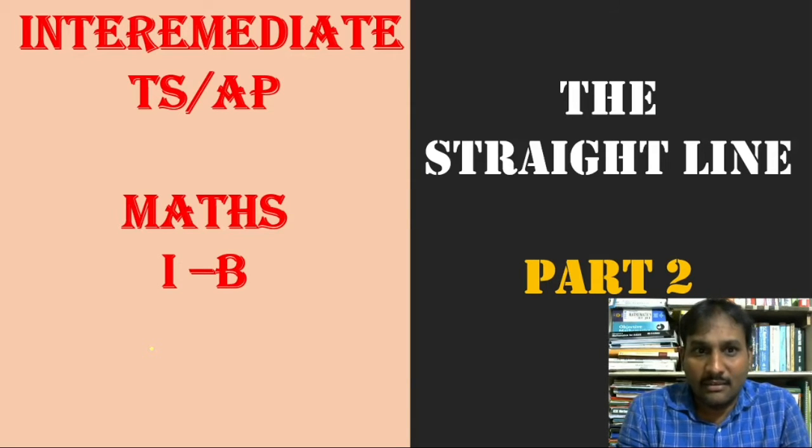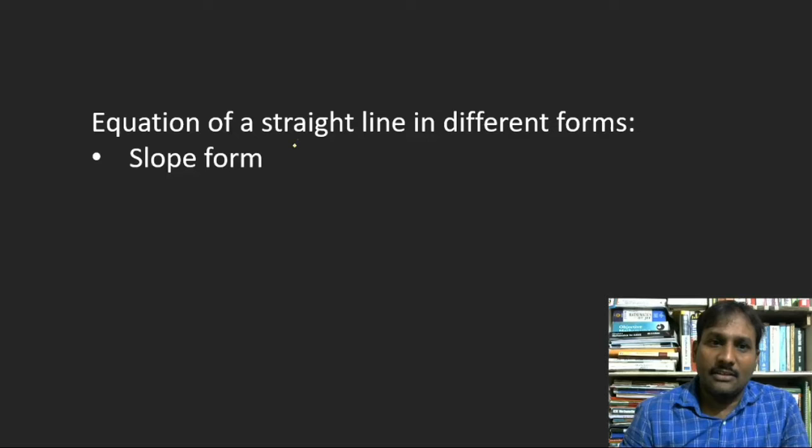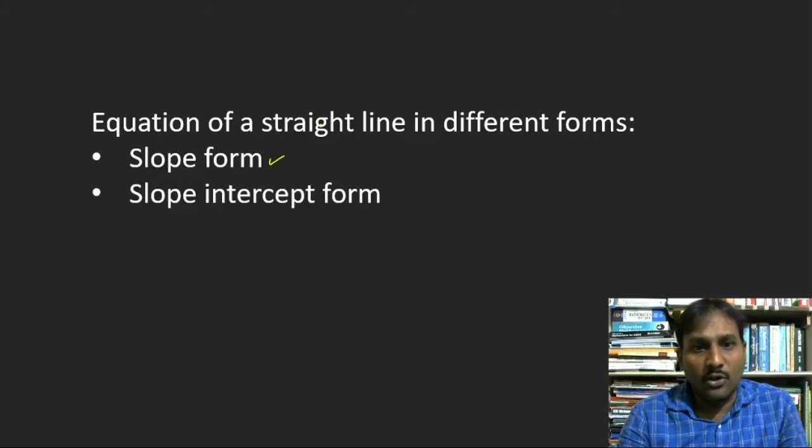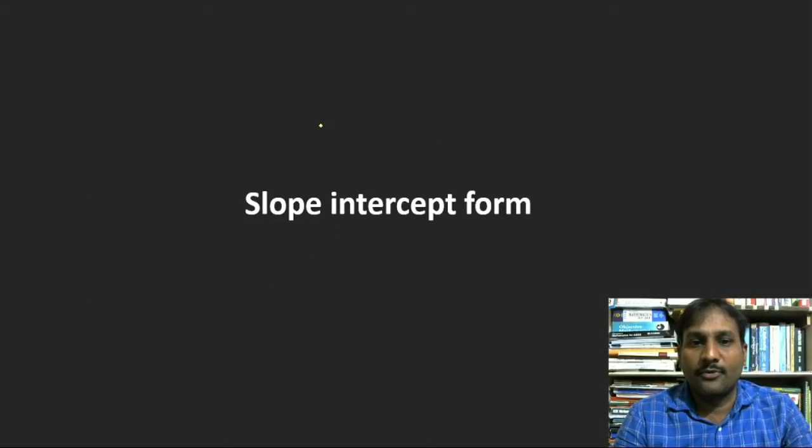The straight line part 2. In this video, we are going to learn about the equation of a straight line in different forms like slope form, slope intercept form, slope point form, two points form and intercepts form. First of all, slope intercept form.